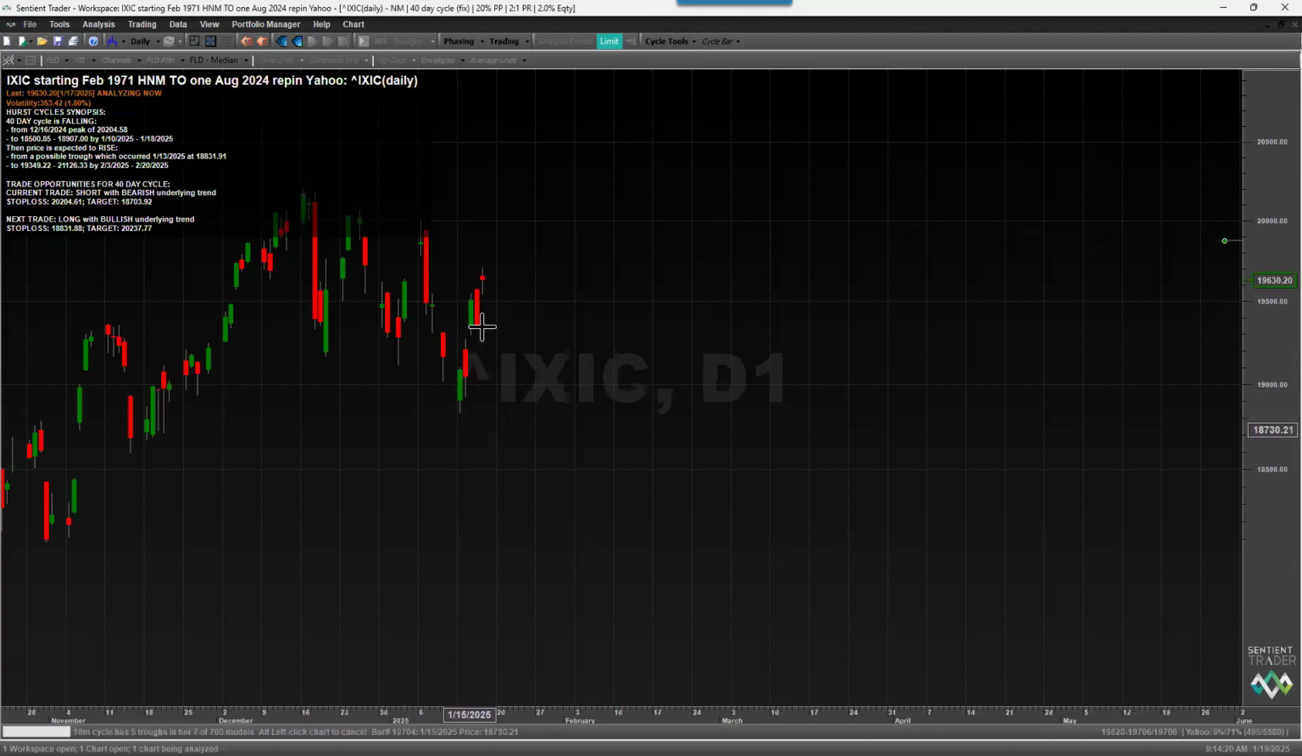That was a 20-week cycle trough, and the bounce that we're getting out of that trough is a bounce out of a 20-week cycle trough, and the bounce that we've seen so far is not all of the bounce we're going to get.